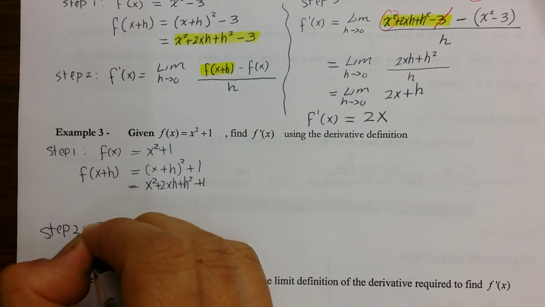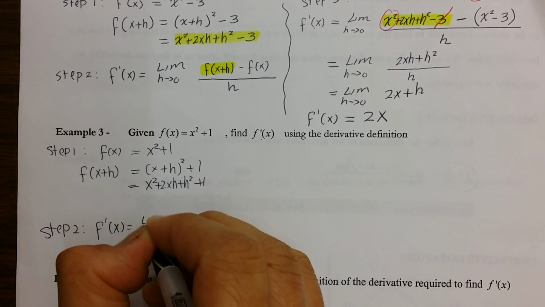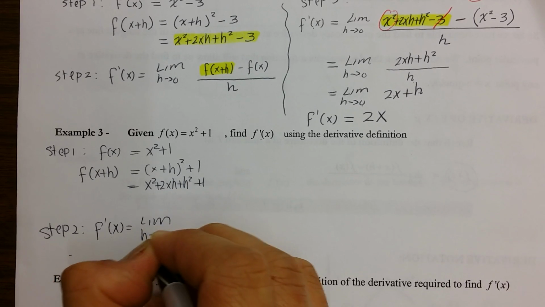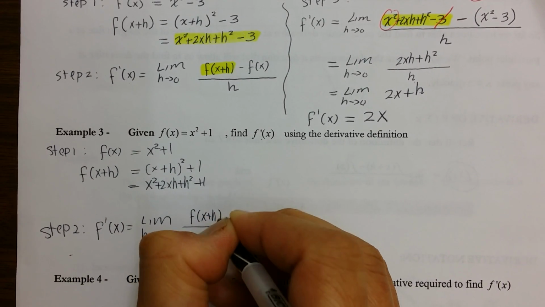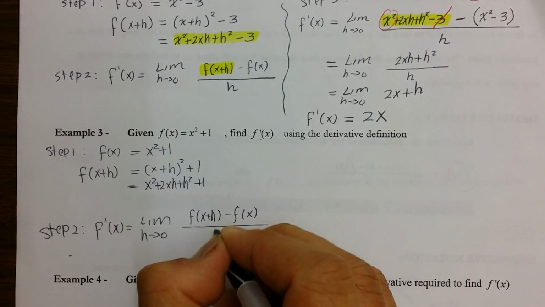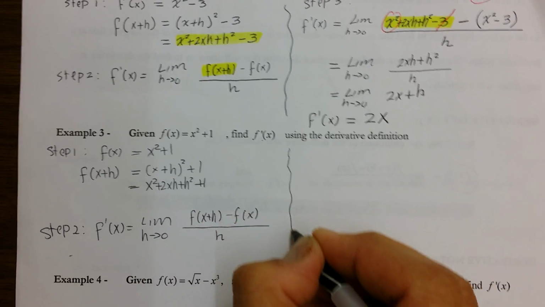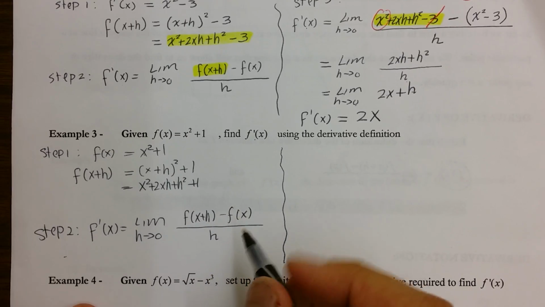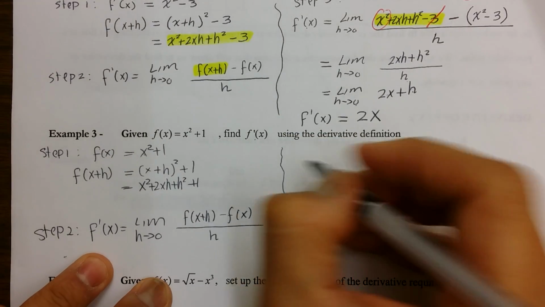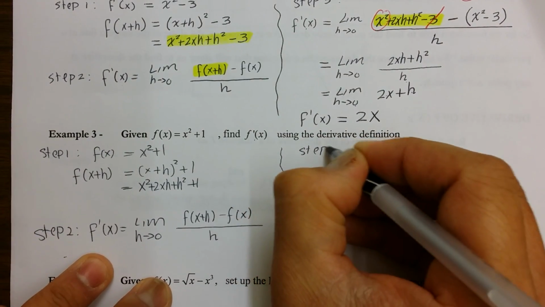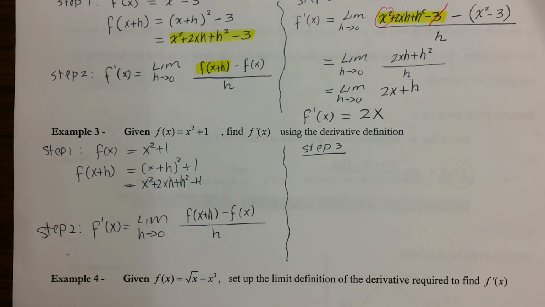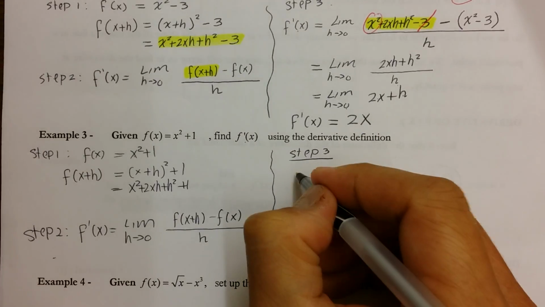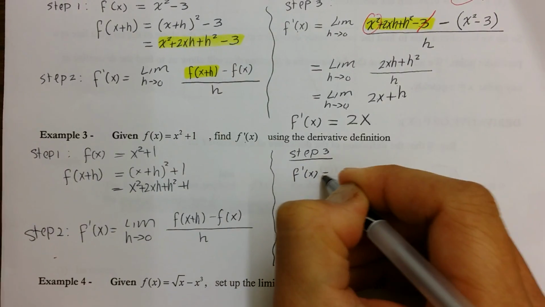Okay, the derivative function is the limit as h goes to 0 of f of x plus h minus f of x over h. If you need to, write this formula a few times so that you memorize it. Step 3 is to just plug them in. Remember, you're keeping this notation the same.